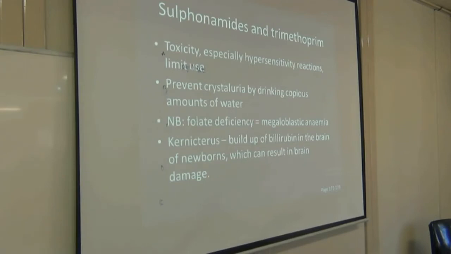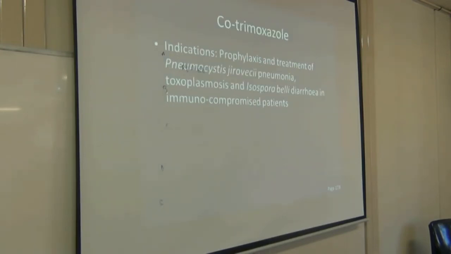And then in newborns, if you give it to newborns, it can cause something called kernicterus, where there's a buildup of bilirubin in the brain, and it can result in brain damage. So we don't really want to use sulfonamides in newborns. Okay, so cotrimoxazole is most often used for prevention in your HIV positive patients with very low CD4 counts.